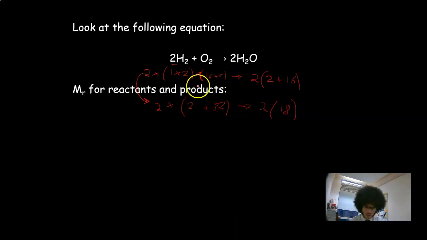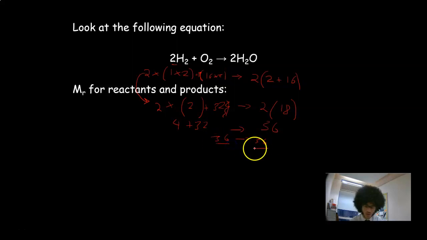Therefore, that would be, let me make sure I get this right. Yep, there we go. That makes sense. So 2 times 2, which is 4, plus 32, and that's the same as 36, and then 32 plus 4 is 36. Okay, so 36 is the same as 36.